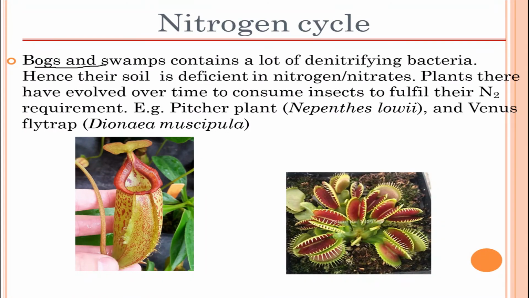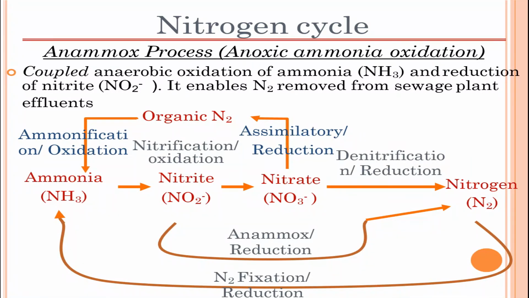We have bogs and swamps, which contain a lot of denitrifying bacteria, which basically convert nitrates back to nitrogen. These soils are deficient in nitrogen or nitrates. Plants there have evolved over time to consume insects to fulfill their nitrogen requirement. Alright, so basically they consume insects or different sorts of species to fulfill their nitrogen requirement.